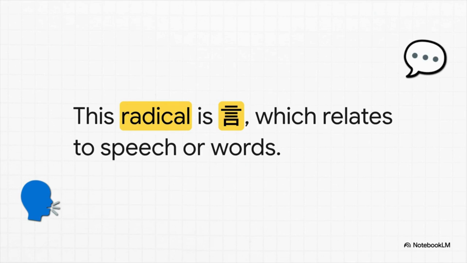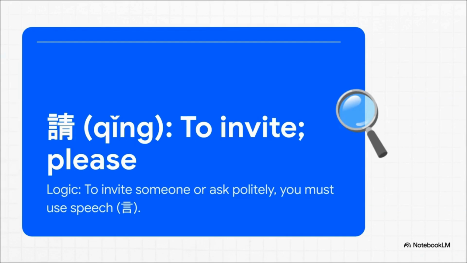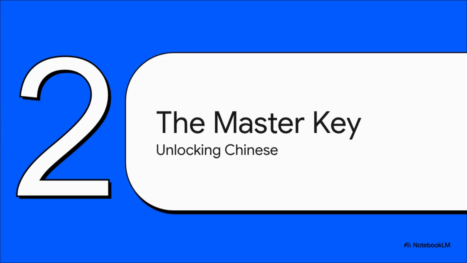Okay, time for the final piece of our puzzle. This radical on the left is yán. This one always has something to do with speech, words, or talking. And for our very last character, let's put the parts together. We take the speech radical and we add our sound component, this time with the tone qǐng. And that creates qǐng, which means to invite or is also used for please. And again, it just makes perfect sense. How do you invite someone to something or ask for something politely? You have to use your words. You have to use speech. So the speech radical plus the sound qīng gives us please and to invite. And just like that, the puzzle is solved.